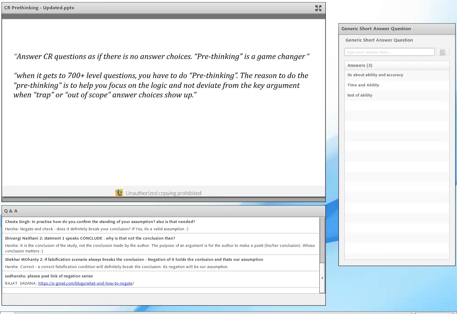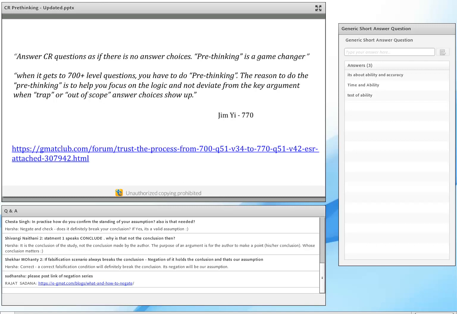He had a 30th percentile ability in CR. He came to us and said, help me with CR. In 20 days, with pre-thinking, we turned that 30th percentile ability to 97th percentile ability. He says, when it gets to 700 plus questions, you have to do pre-thinking. The reason to do pre-thinking is to help you focus on the logic and not deviate from the key argument when trap or out of scope answer choices show up. He scored a 770.